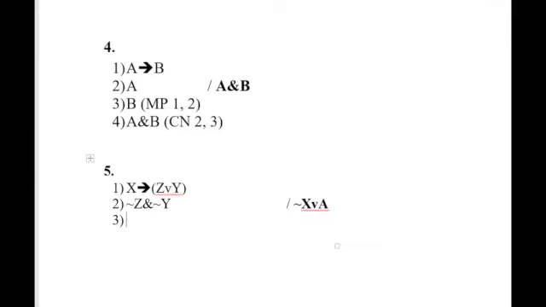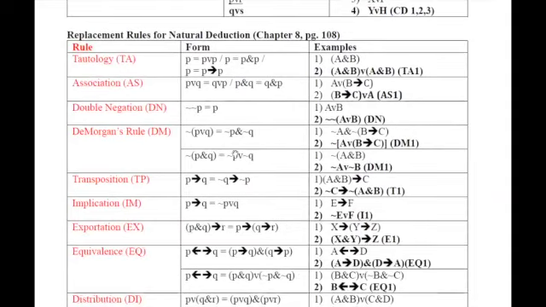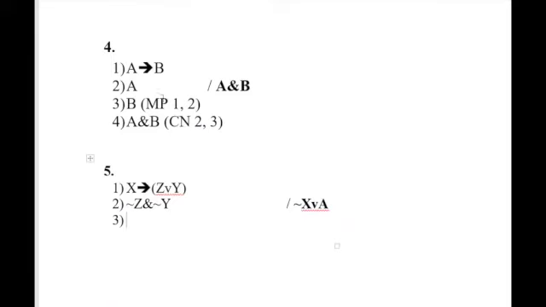Or, no, transposition? Okay, transposition is a replacement rule, right? Mm-hmm. So we're going to get if not Y, then not P. So from that, we're going to get what? If not Z or Y, then not X. Mm-hmm. That's not going to give us not X, is it? Yeah, not on its own. Okay. Not on its own.